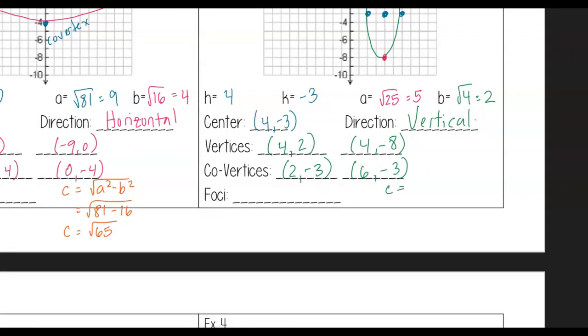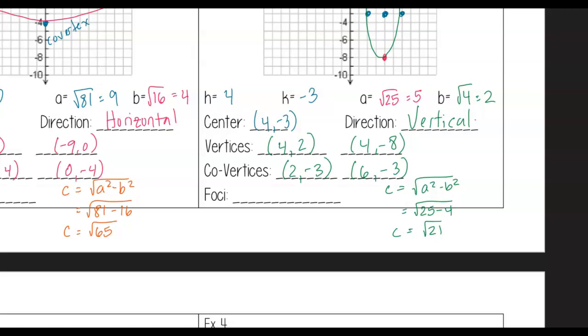Exactly, yes, good. So we need to solve for C by taking A squared minus B squared and the square root of it. So our A squared is 25, our B squared is 4, 25 minus 4 is 21. And can I pull a perfect square out of 21? Let's go with Ava. Can I pull a perfect square out of 21, Ava?